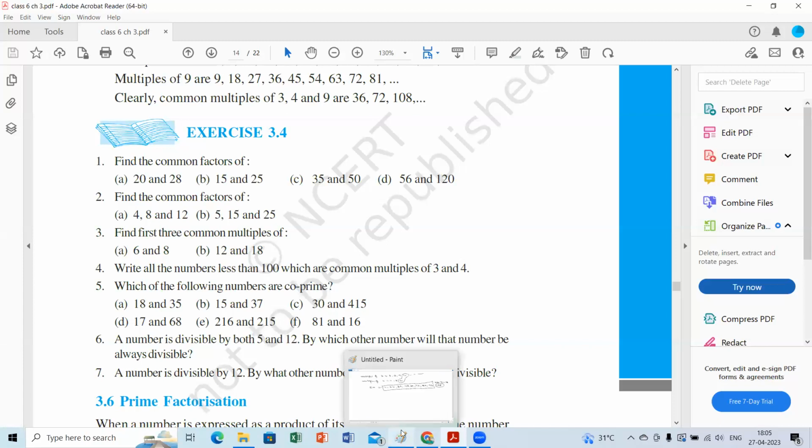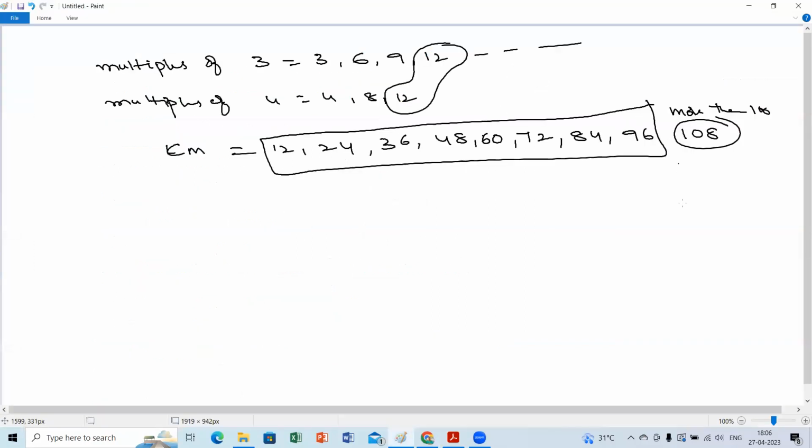So here, all the numbers less than 100 which are common multiples of 3 and 4, till where are we taking? Till 96. Till where are we taking, children? Till 96. We are not taking 108. Why? Because 108 is more than 100. They're asking only less than 100. These are the common multiples of 3 and 4 which are less than 100.